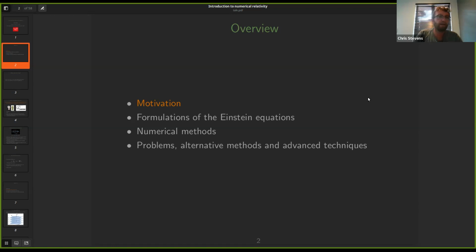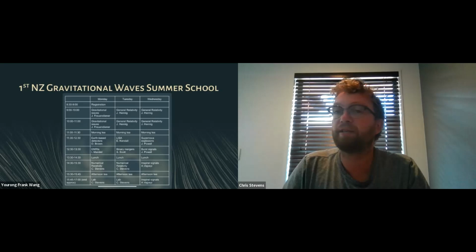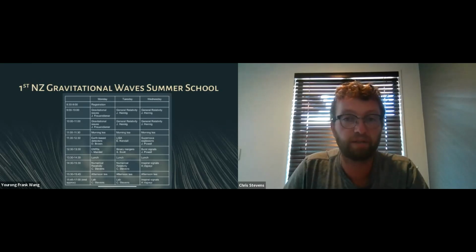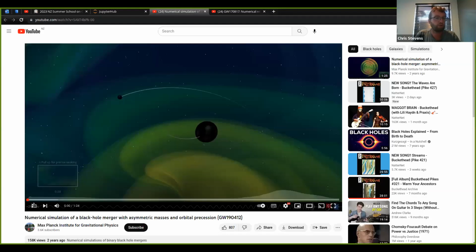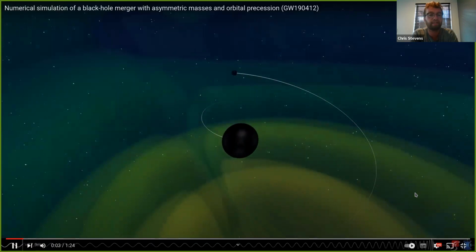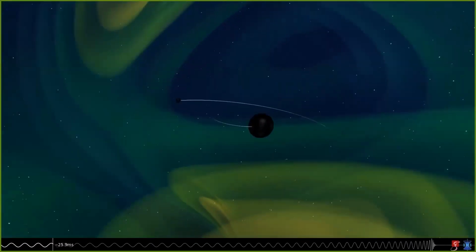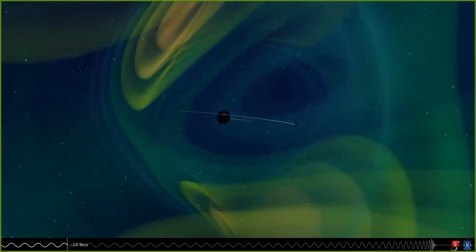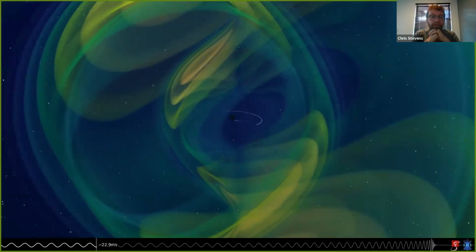So why are we interested in numerical relativity? Well, let me just share my screen of this one. So can everyone see this simulation with the full screen? Yep. So this is similar to what Jörg had shown earlier, but slightly different.